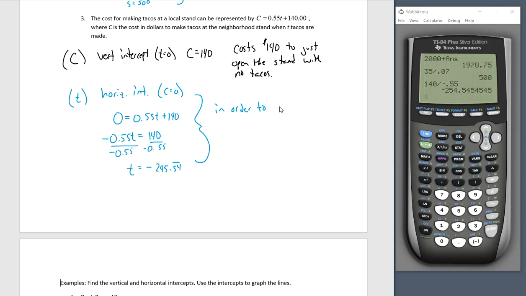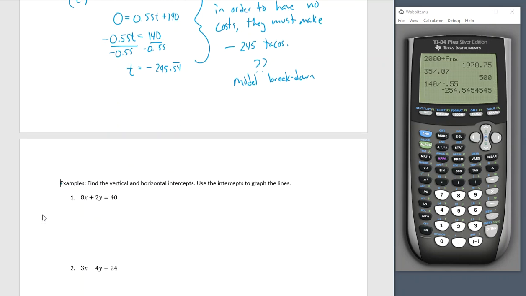Now what this says is, in order to have no costs, they must make negative 254 tacos. And that's a big question mark, right? This is, again, a model breakdown. You're always going to have costs associated with the creation of something. It costs something to make something. So intercepts don't always have a place in real world situations, but they are something that we could talk about because the math of them still works out, even if the representation does not.